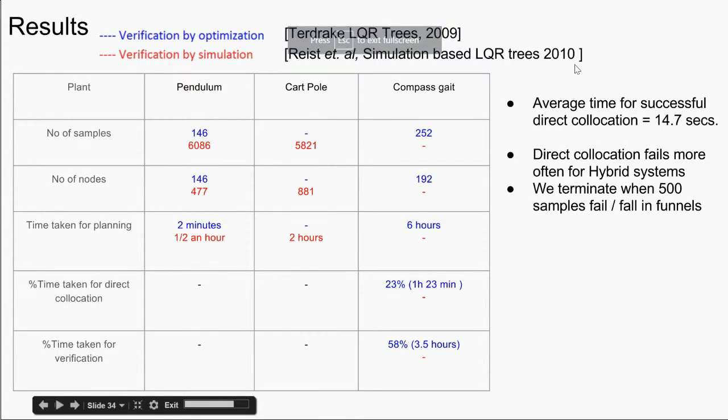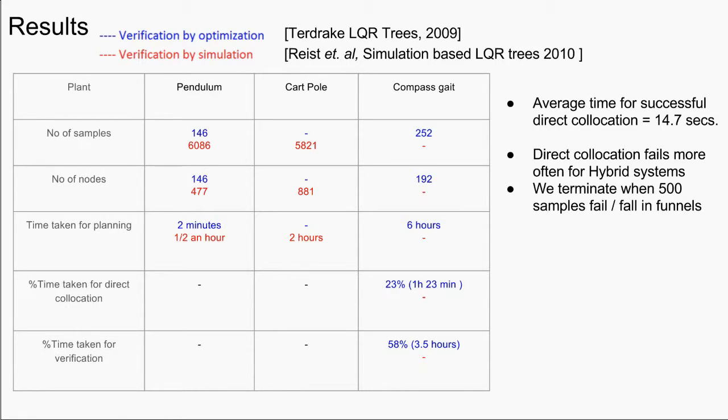So this is the table showing the results that we got. To completely fill the state space with the LQR trees, it took us 6 hours. The number of samples of the LQR trees is 252, and you can see that the number of nodes is 192. We compare the LQR trees that we built for the compass gate with two previous works that show the LQR trees built for the pendulum and the cart pole.